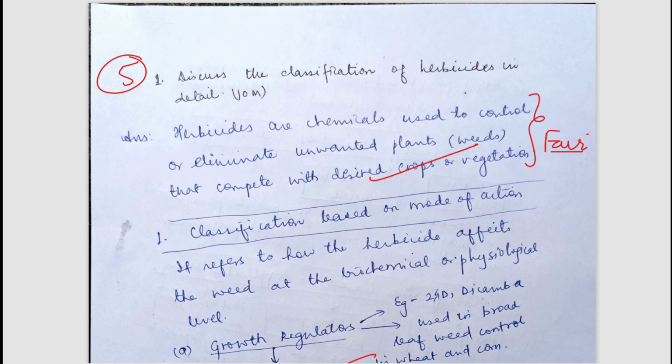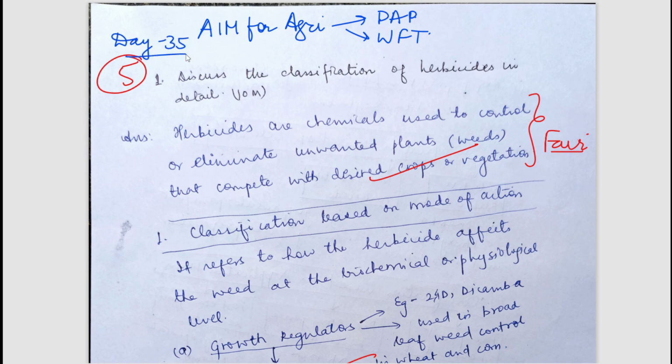So today we are going to discuss the next answer copy of our Aim for Agriculture series. You all know that we are having our Aim for Agriculture series in which we have daily answer writing practice and weekly full tests. Today we are going to discuss the answer copy of day 35. We have already discussed the answer copies till day 34. So let's see what the questions were and how the student has approached the answer.